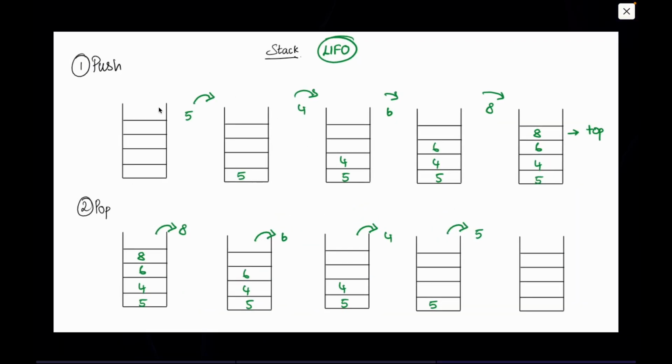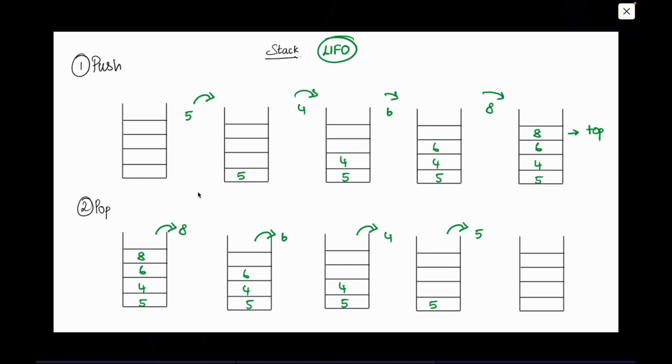So this is a stack, an empty stack. We are adding 5 to it. So it goes to the bottom of the stack. Then we add 4, it goes on top. Then 6, it again goes on top. Then 8, it again goes on top. The topmost element is called the top.